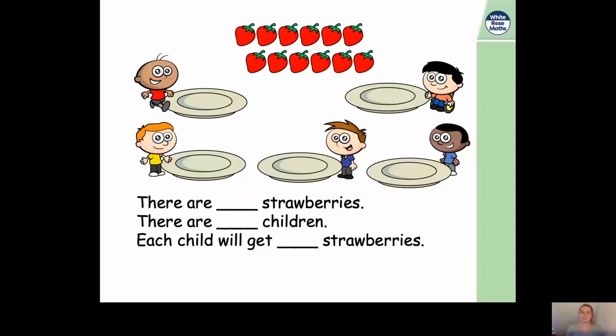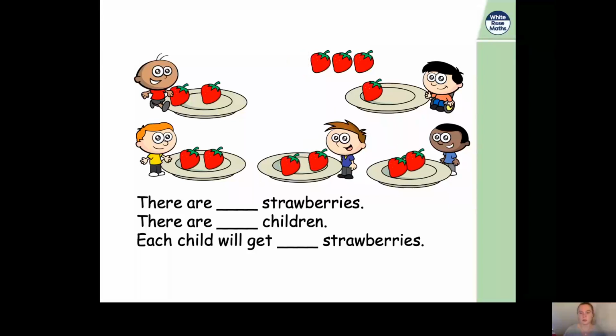Okay, Yeti, so let's find out. Let's give everybody 1 strawberry to start. There we go. So everyone's got an equal amount of strawberries. They've all got 1 strawberry. Let's share another lot of strawberries out. There we go. Everybody's got 2 strawberries now. Now we've got 2 strawberries left to share.